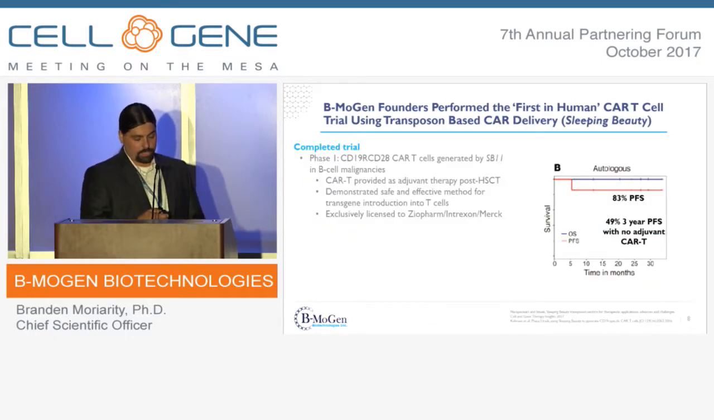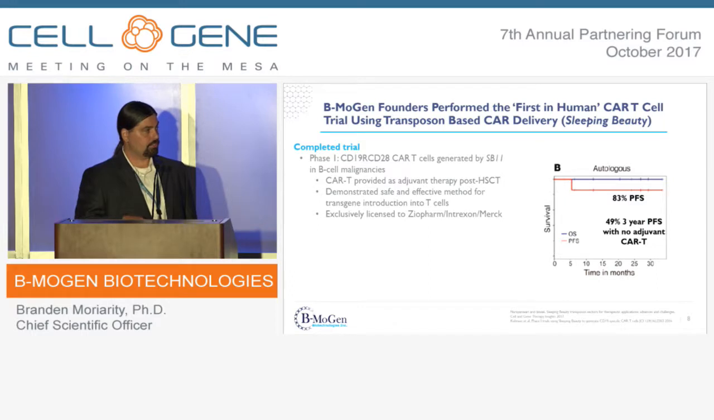The founders of our company and also members of our scientific advisory board performed the first in-human clinical use of a DNA transposon for stable gene transfer. In this case, we worked with Laurence Cooper at MD Anderson using the Sleeping Beauty transposon, delivering CARs to T cells for CAR T cancer immunotherapy, and essentially saw fantastic results, very comparable with lentiviral delivery of CARs.